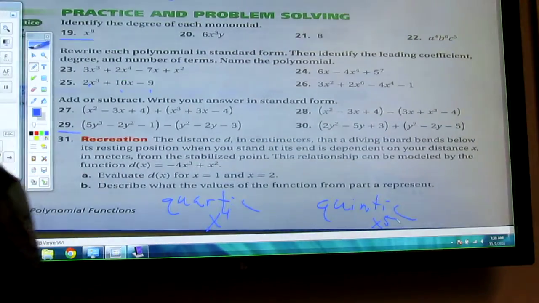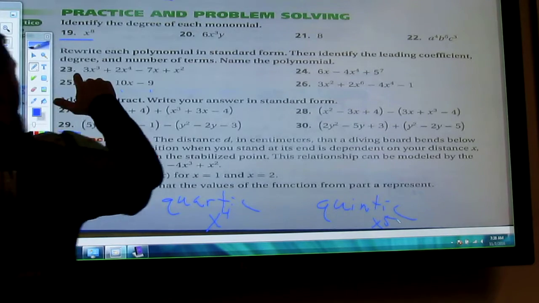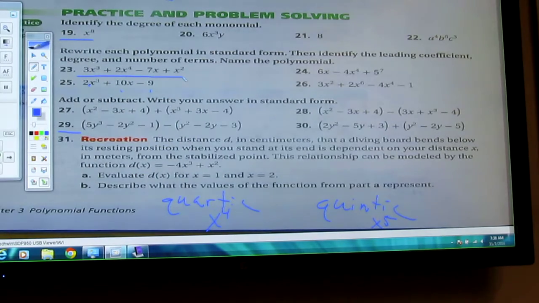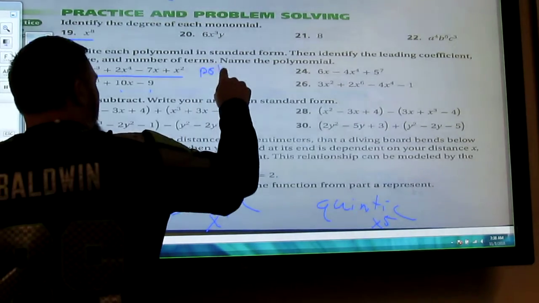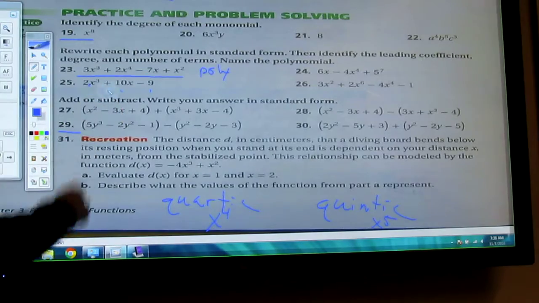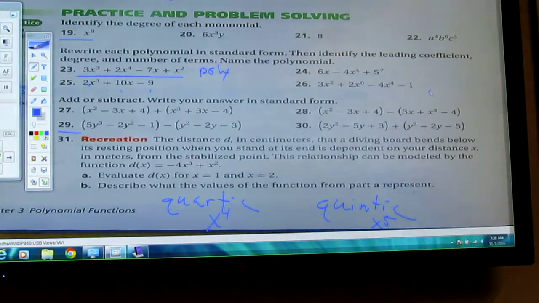Okay? Now it could be a binomial, monomial, trinomial, or what do we call this? It's called a polynomial, right? Anything more than 3 pieces is going to be poly. Okay, so we know right now that's a polynomial. Okay? We know right now that's a trinomial. We know right now that's a trinomial. We know right now that's a polynomial. Okay? So let's do this real quick.